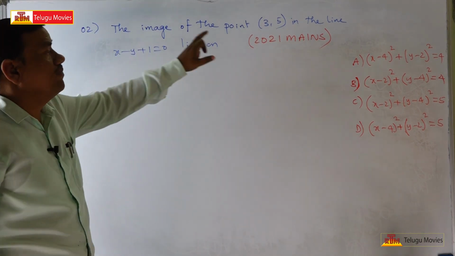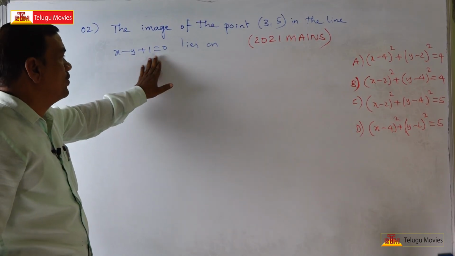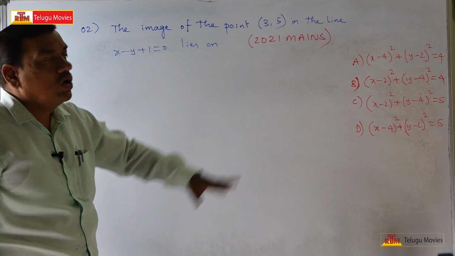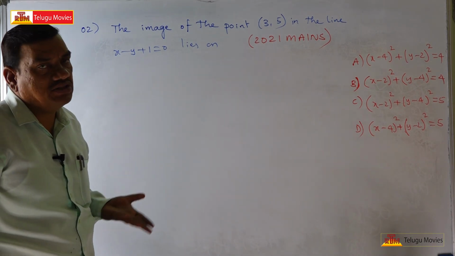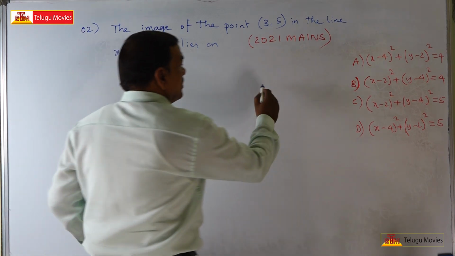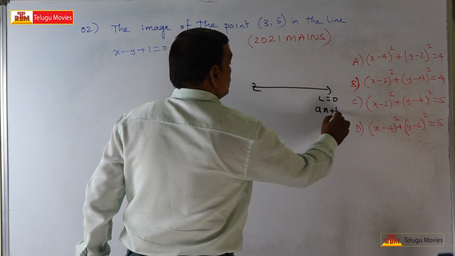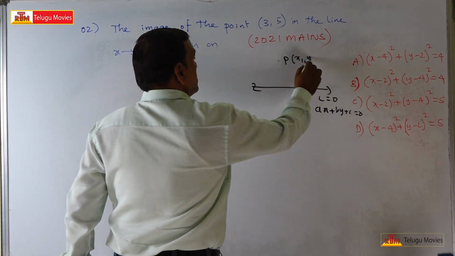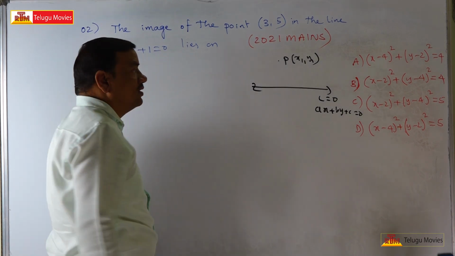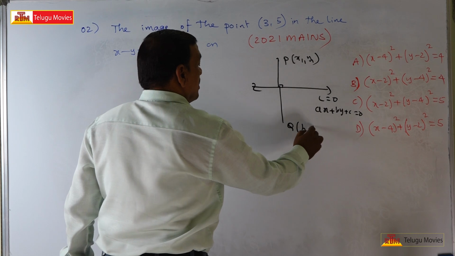The image of the point 3 comma 5 in the line x minus y plus 1 is equal to 0 lies on which of the curves. So, first find out the image. You know the image formula, right. This is a line L is equal to 0, that is ax plus by plus c is equal to 0. Let P x1 comma y1 be any point. The image of this point is some Q h comma k.